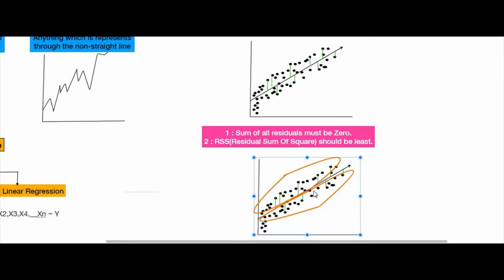This is one condition, and the next condition is similar. If you take the square of each residual and sum all of them, and if that sum is the least, then you can also use linear regression. So this is about the residual sum of squares.